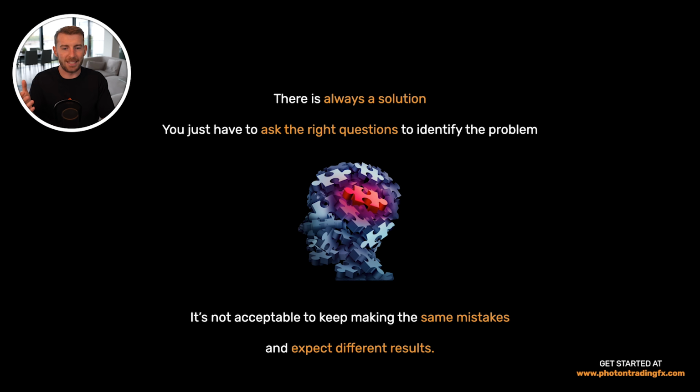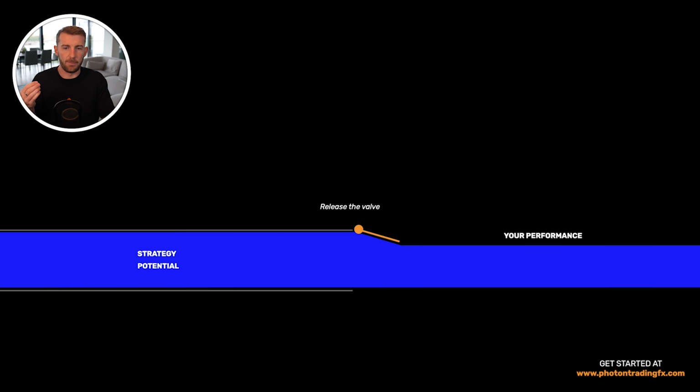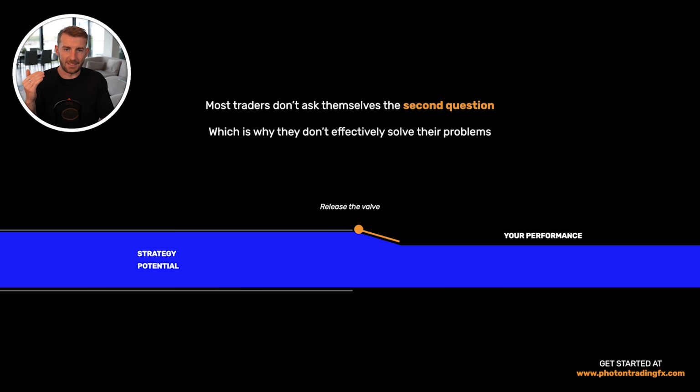It's acceptable to make mistakes, but in my opinion, it's not acceptable to keep making those same mistakes and just expecting different results, right? Just turning up thinking, one day I'll get consistent, or one day I'll be profitable. Like, no, you have to do the review and the work that is required in order to figure that out. Because when you do, it's totally worth it. You can release that valve and your performance can get much nearer to your full strategy potential.